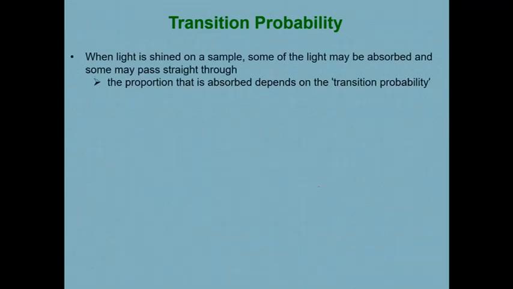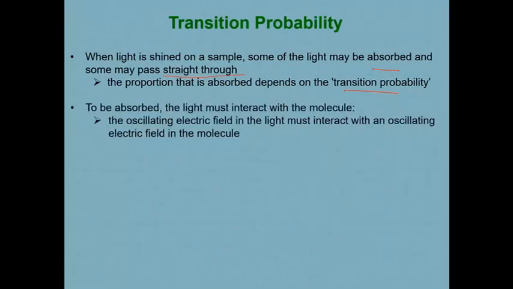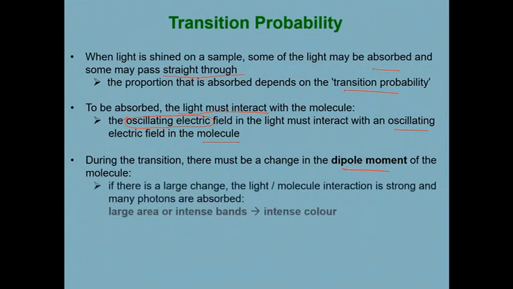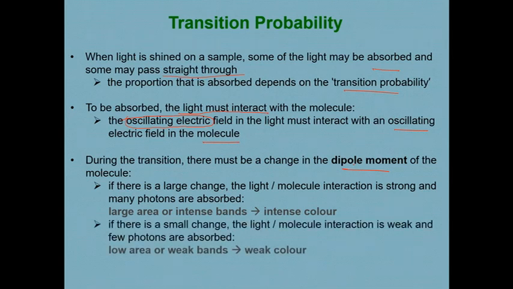When light is shined on a sample, some of the light may be absorbed and some may pass straight through. The proportion that is absorbed depends on the transition probability. To be absorbed, the light must interact with the molecule. We represent light as an oscillating electric field, and therefore it interacts with the oscillating electric field of the molecule. That is why we have the absorption. During transition, there must be a change in the dipole moment of the molecule, and this is the same thing which we see for IR spectroscopy also.